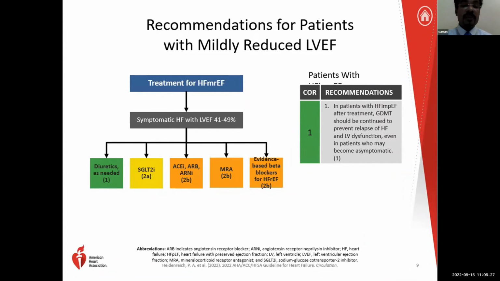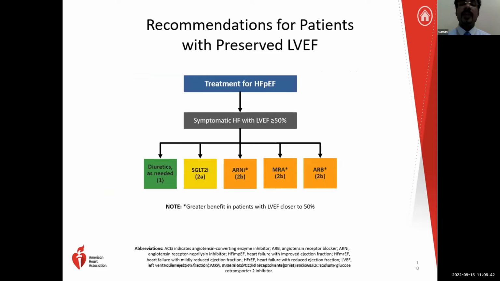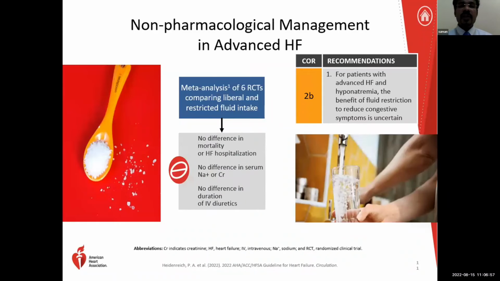Then the recommendations for patients with mildly reduced ejection fraction: diuretics as needed, as I mentioned before. Then SGLT2 inhibitors, ACE inhibitor, ARB, or ARNI, that is sacubitril valsartan, a 2B indication. Then mineralocorticoid receptor antagonists, and definitely evidence-based beta blockers for heart failure with reduced ejection fraction. And recommendations for patients with preserved ejection fraction: diuretics if needed, then SGLT2 inhibitors, ARNI, mineralocorticoid receptor antagonists, and ARBs.